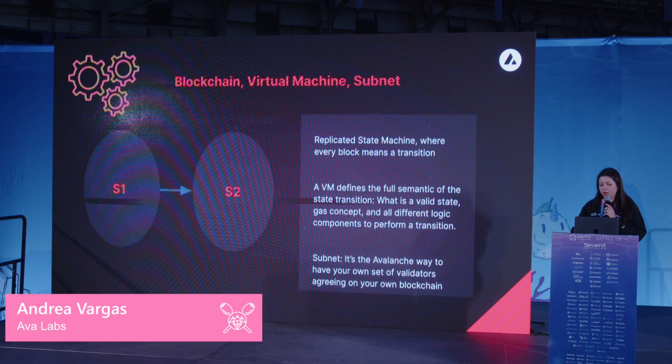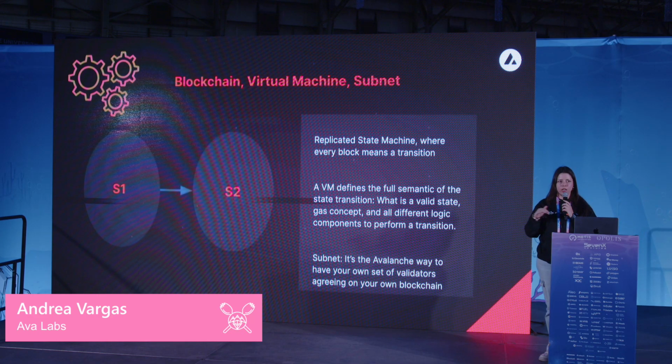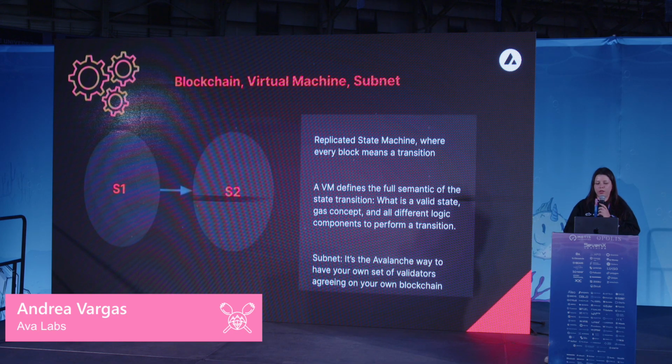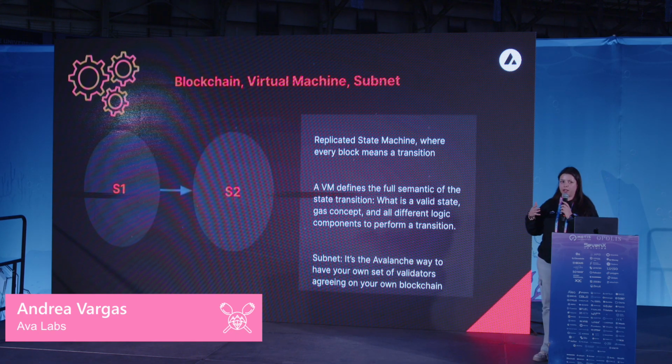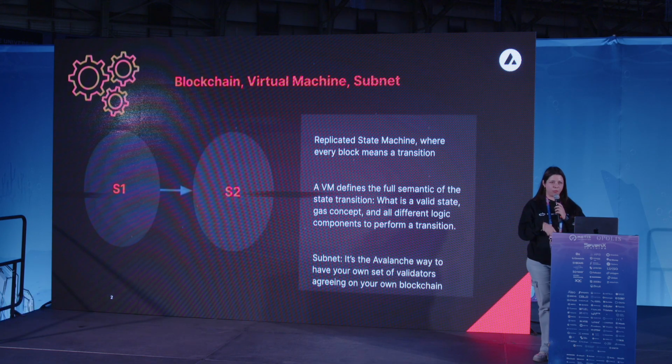Okay, so before we start, it's great to have a common background on what blockchain virtual machines are, and also a subnet, which is a concept where in Avalanche you can launch your own chains. This will be important in the context of stateful precompiles, because in order to have a precompile, you will need to have your own chain or make the whole network accept your precompile.